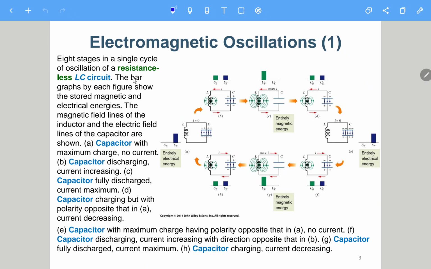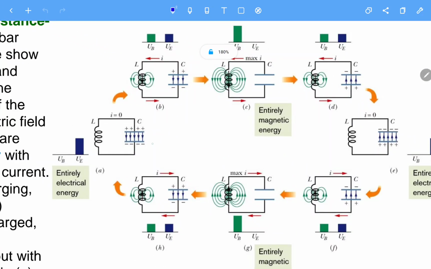Okay, so this is the LC circuit. You can see there are 8 figures here. Let's start from this one. We have an LC circuit. We assume it already stores some energy, let's say in the capacitor only. For the capacitor, if you still remember, UE is 1/2 CV squared. For the L, UB will be 1/2 LI squared. Hope you still remember this.